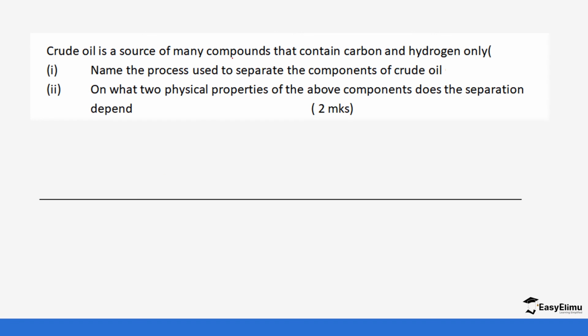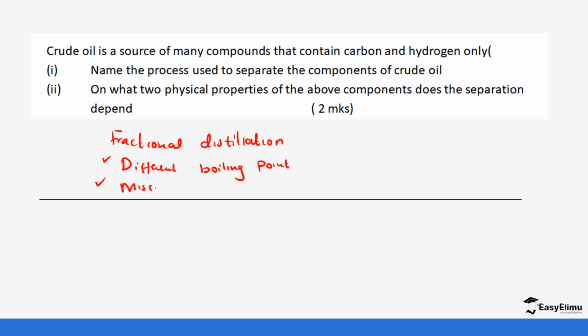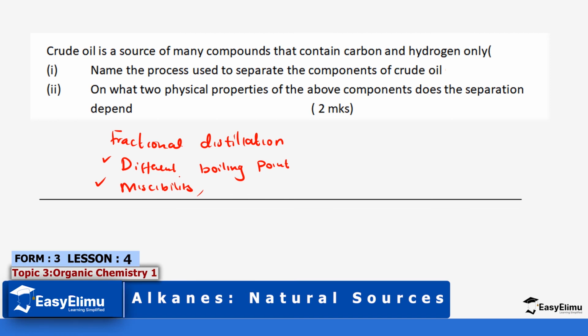And then crude oil is a source of many components that contain carbon and hydrogen only. Name the process used to separate the components from crude oil. So it is called fractional distillation. On what two physical properties of the above components does the separation depend? So it depends on different boiling points. And we can talk about miscibility as well. Because we cannot carry out the process of fractional distillation if these substances are immiscible. If they're immiscible, this process is not going to work. It only works for substances that are miscible.